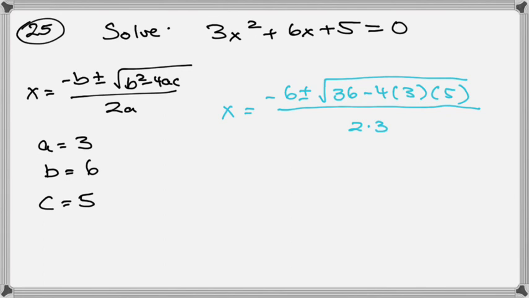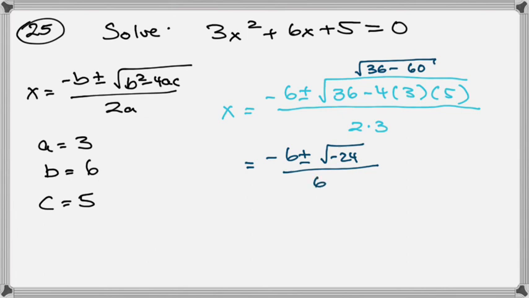Okay. What do we get under the radical? 4 times 3 is 12, 12 times 5 is 60. So what you have is 36 minus 60, please use a calculator, and that is negative 24 all over 6. This is not the answer. You've got to simplify.